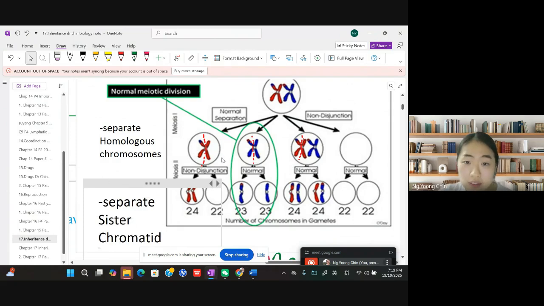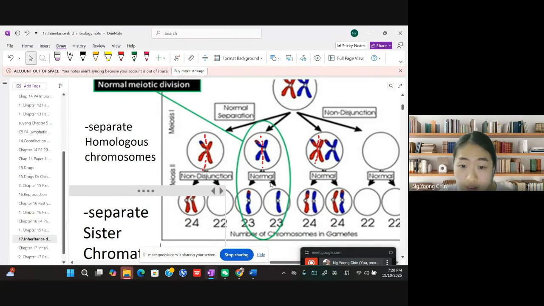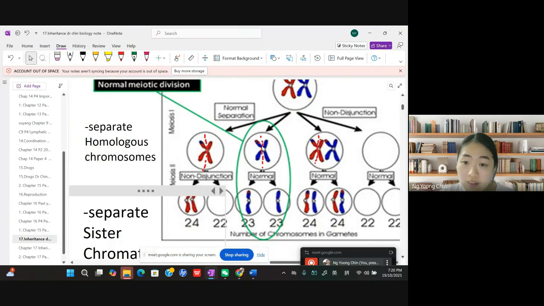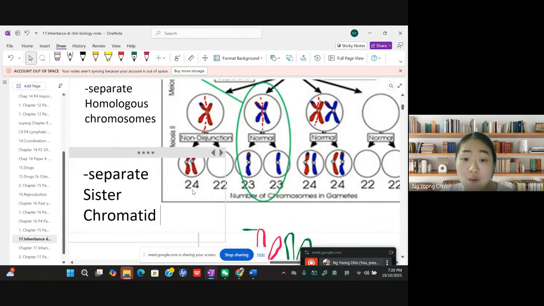But what happens during the meiosis divisions is that non-disjunction happens. In the normal stage, the sister chromatids are separated, so it becomes 23 for each. Due to the non-disjunction, the two sister chromatids go directly to become one here, so they become 24. And then here will become 22, because there's no more chromosome inside.